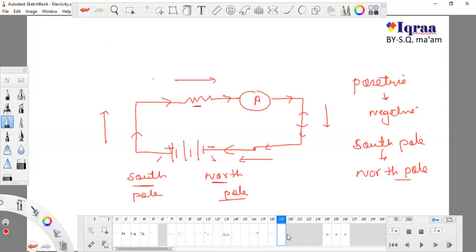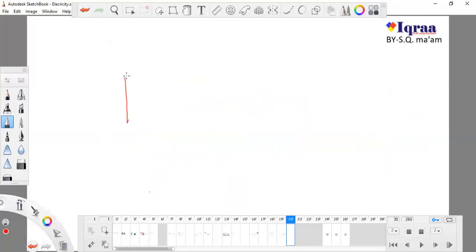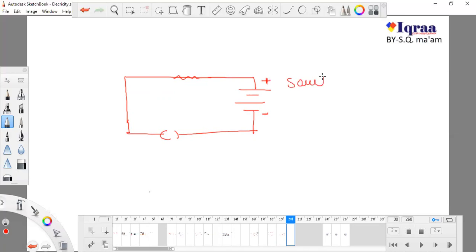If I'm using another circuit, you can use this. This circuit I'm using from our book. Whatever you want to put inside it, you can use a key or resistance. This is positive, this is negative. That means this is south pole and this is north pole. So electricity moves like this, in this direction.